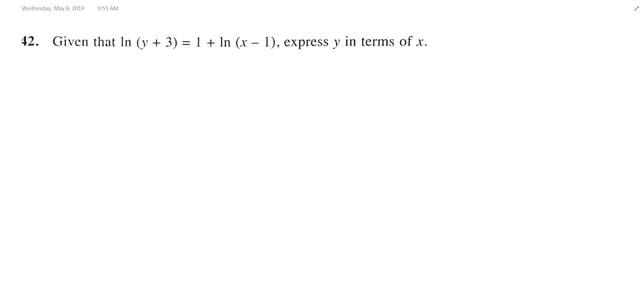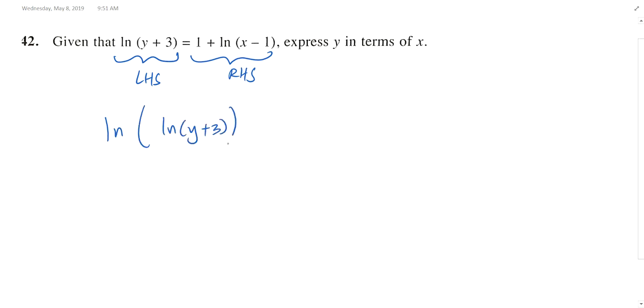Ln both sides. Okay, so this is my left hand side. This is my right hand side. You're telling me to ln both sides, so I get ln y plus 3 equals to ln 1 plus ln x minus 1. Is that what you're saying? No. So what are you telling me? What should I do?